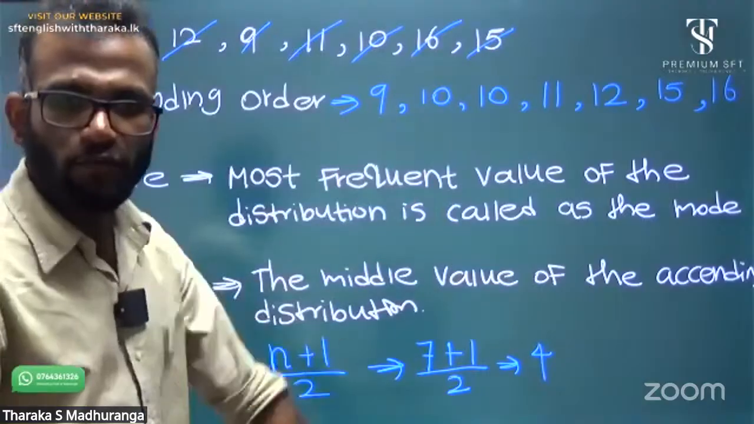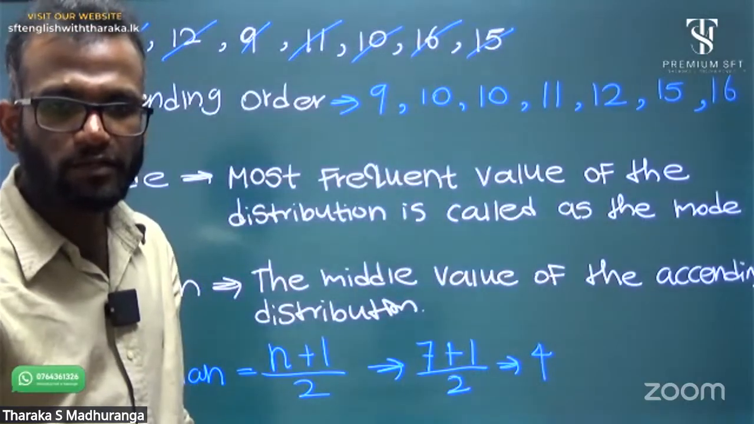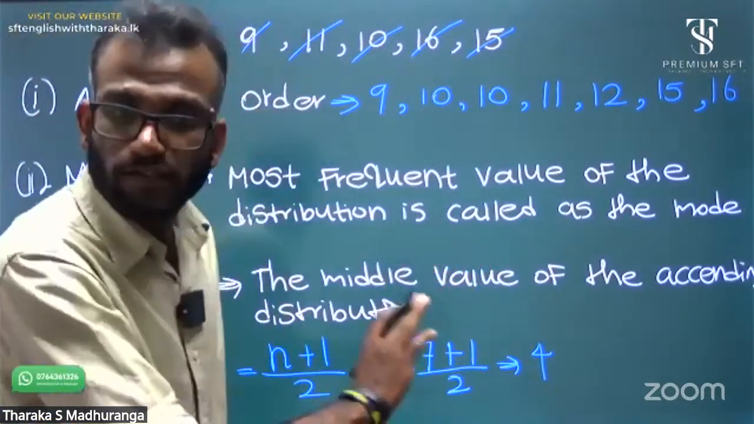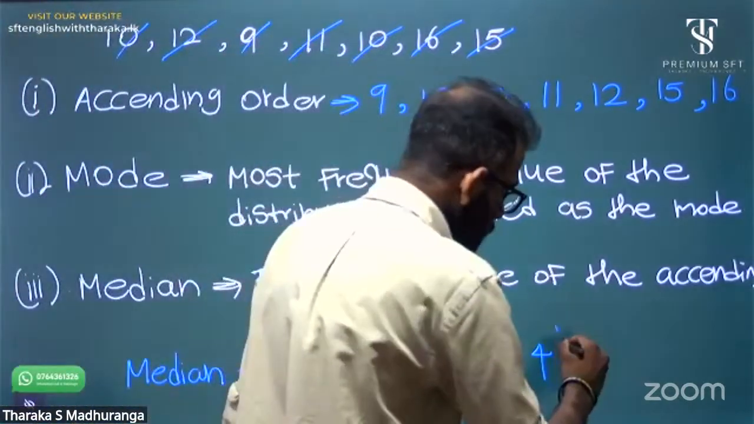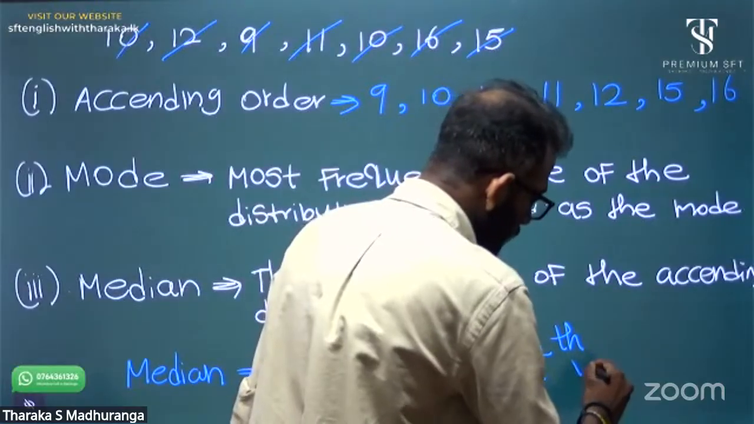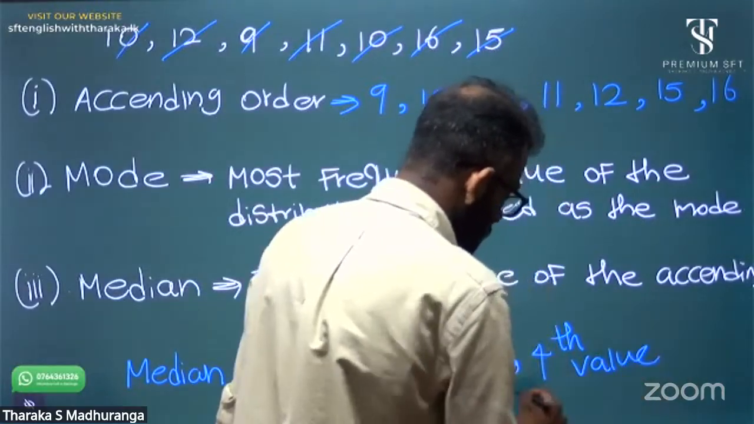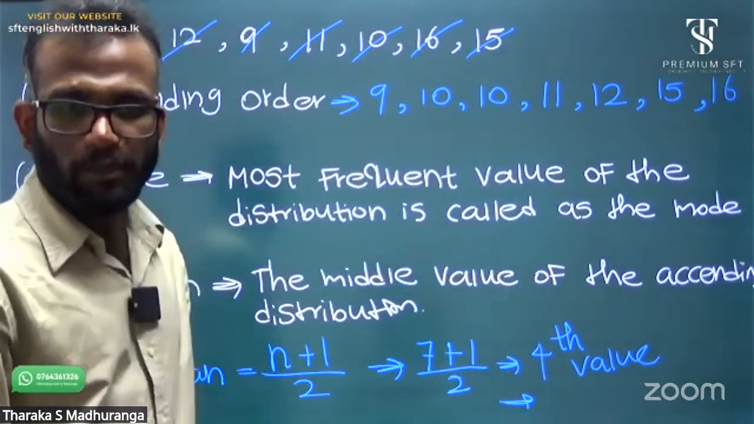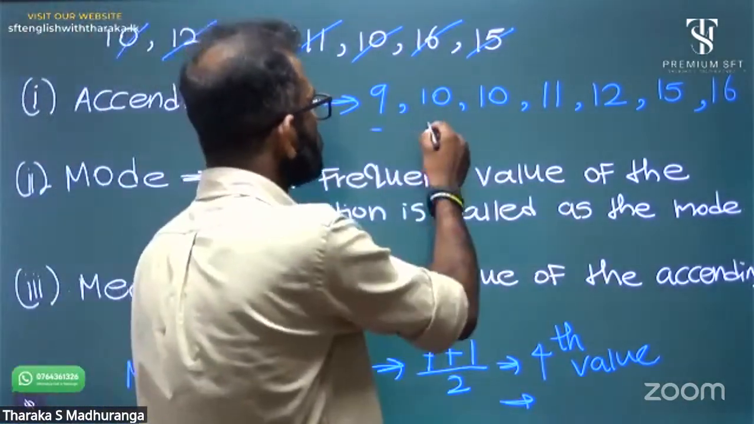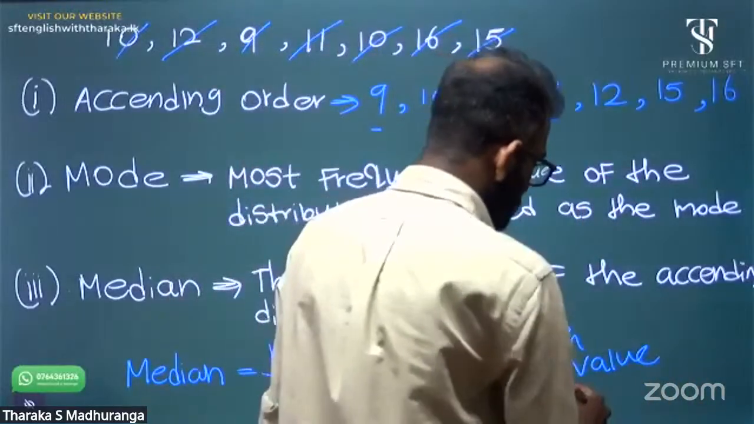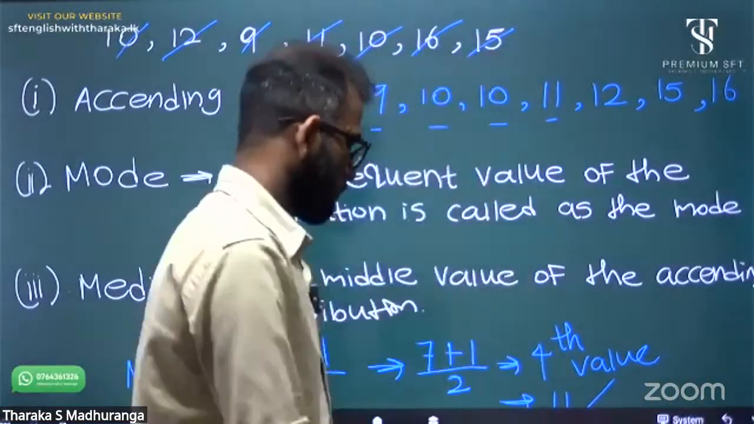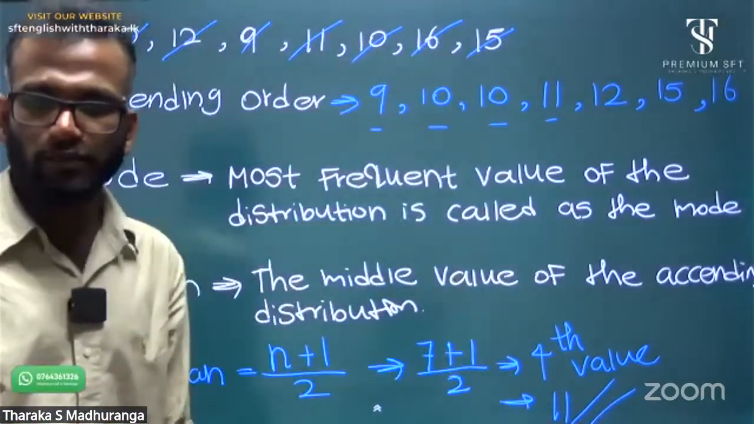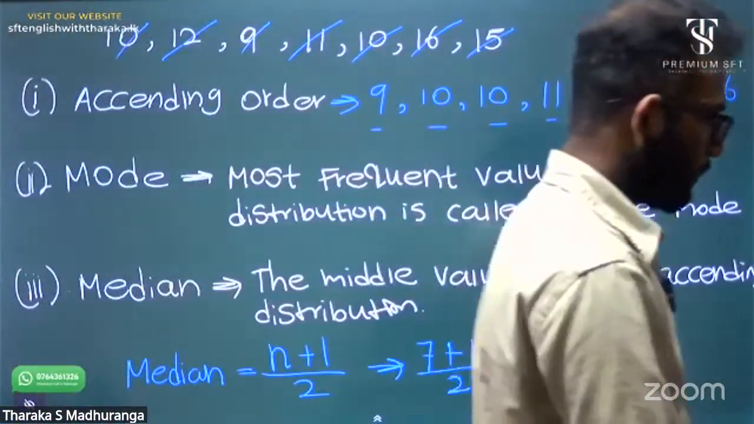Don't write 4 as the answer. Remember, 4 is not the answer. The fourth value is the median. Then 1, 2, 3, 4. The 11 is the value. Remember, the 11 is the value. Okay, up to now, okay.